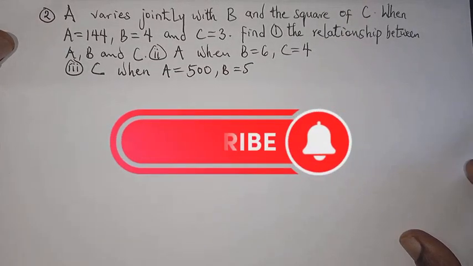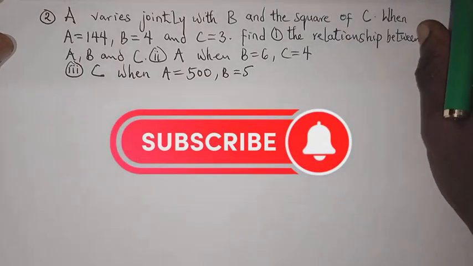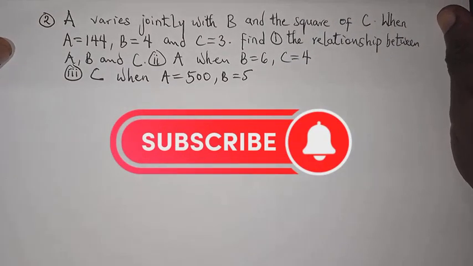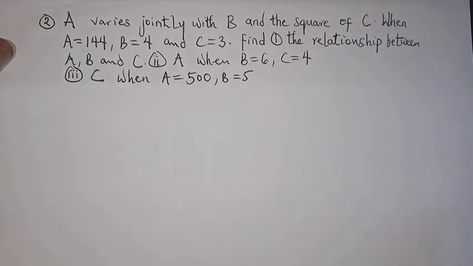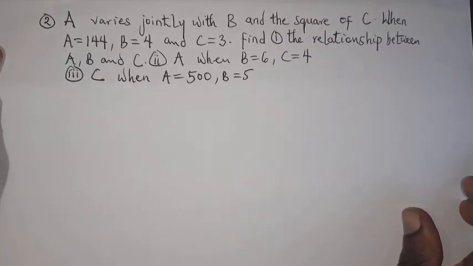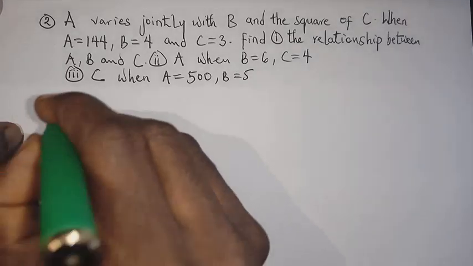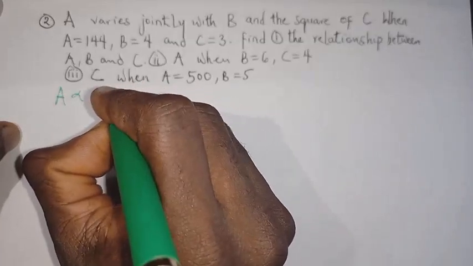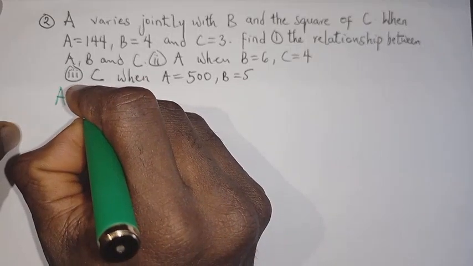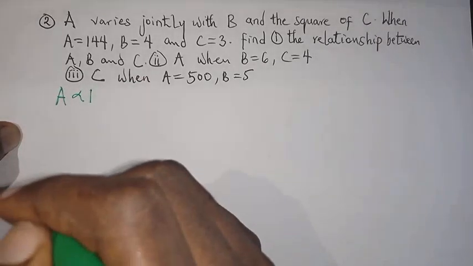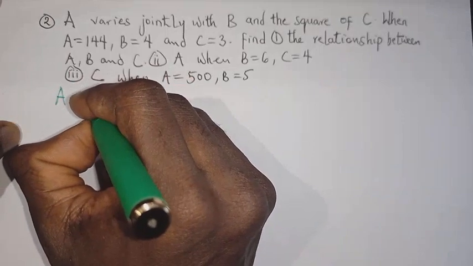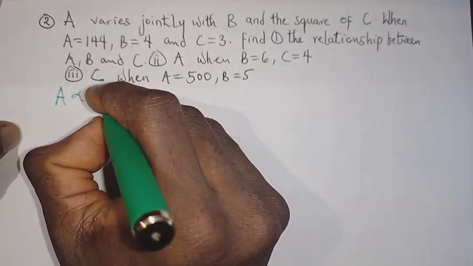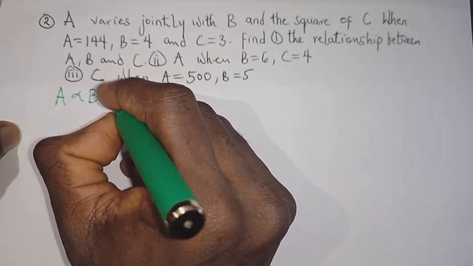The question says A varies jointly with B and the square of C. So when A equals 144, B equals 4, and C equals 3, find the relationship between A, B, and C. So let's start. A varies jointly with B and the square of C. Since it wasn't mentioned, we just simply take it that it's a direct variation.